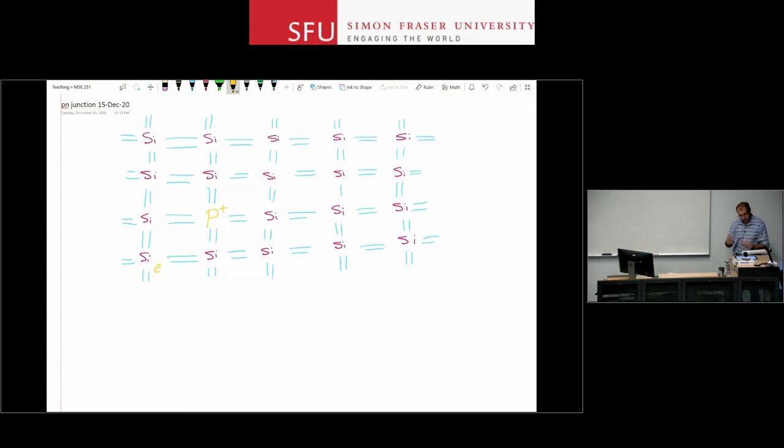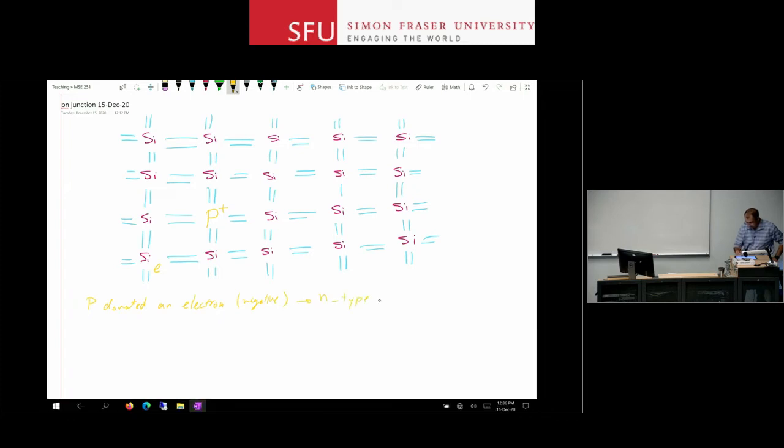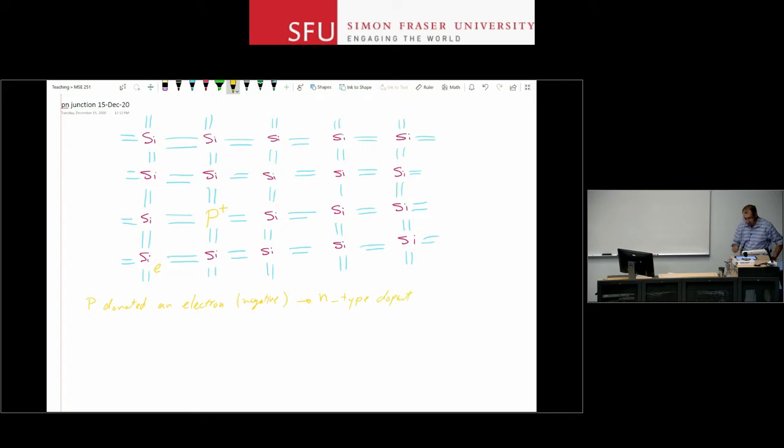So phosphorus has donated an electron, which is a negative charge. So we call it an N-type, N for negative, dopant. There are other atoms that we can use. For example, arsenic would do the same thing here. But P, phosphorus, is the more common dopant. So by putting 1 phosphorus atom here, I actually added 1 charge carrier to the lattice. I can do something else.